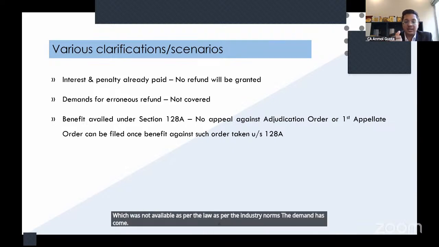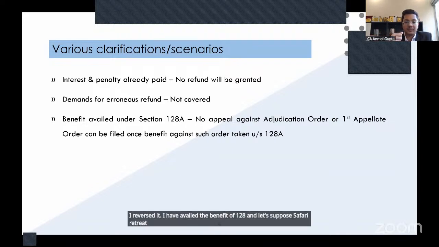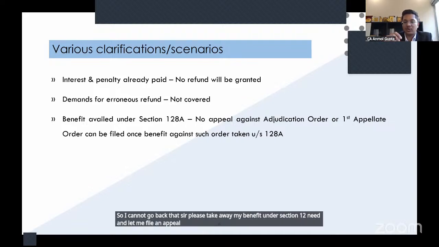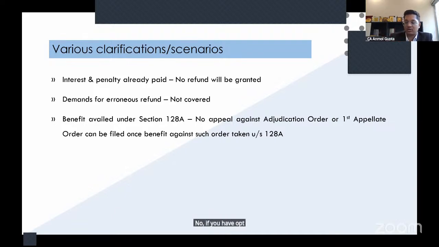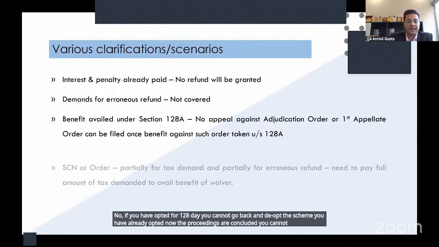I have reversed it. I have availed the benefit of 128A, and let's suppose a judgment comes in future, and it is decided by the Honorable High Court that I'll get the benefit of this construction related ITC also. So I cannot go back and say, sir, please take away my benefit under section 128A and let me file an appeal or pursue my case before the adjudicating authority. I want to pursue the litigation so that I'll get the benefit in my favor. No, if you have opted for 128A, you cannot go back and de-opt the scheme. You have already opted. Now the proceedings are concluded. You cannot litigate it again.